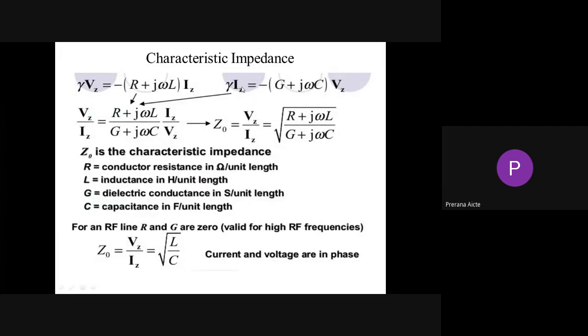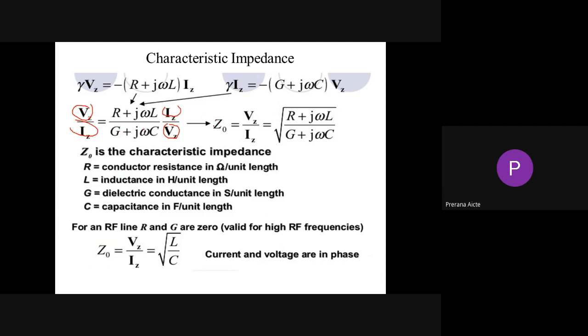Therefore, V of Z divided by I of Z is equal to minus of R plus J omega L, whole divided by minus of G plus J omega C. So minus minus cancels. Then you can cross multiply, V of Z into V of Z, and I of Z into I of Z. So V of Z whole square divided by I of Z whole square is equal to R plus J omega L divided by G plus J omega C.